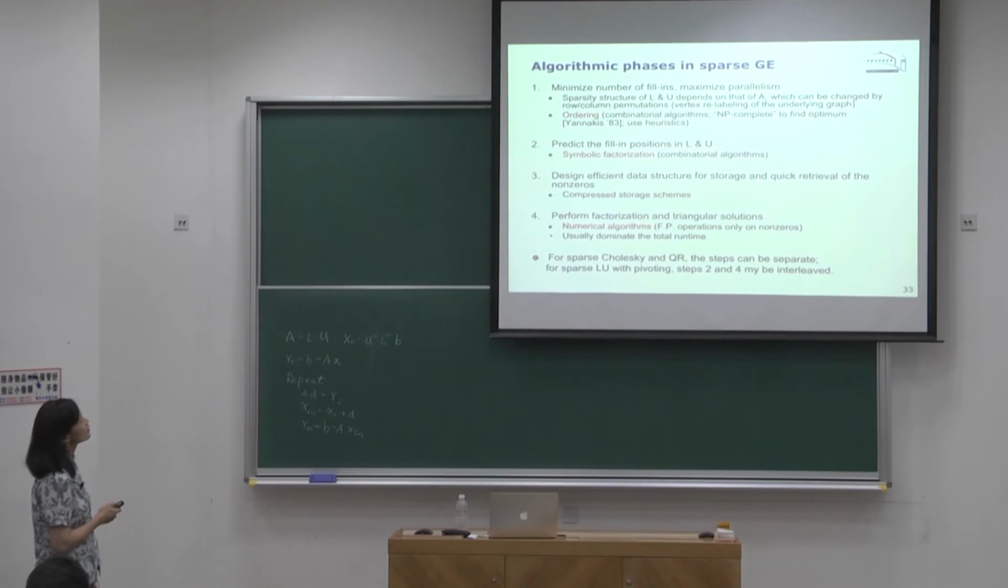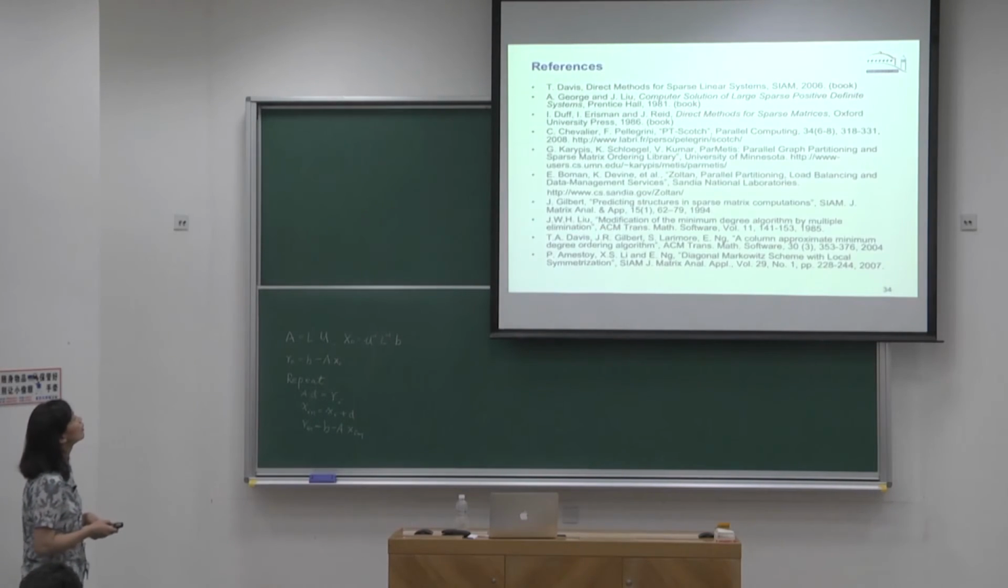So there are a lot of things going on. For sparse Cholesky QR, because the pivot order can be determined, all these steps can be separate. But suppose you do sparse LU with dynamic pivoting, then steps 2 and 4 have to be interleaved in the algorithm, because every time you pivot, it changes the trailing matrix non-zero pattern. Then you have to change your data structure and symbolic factorization. So that's the general algorithm.